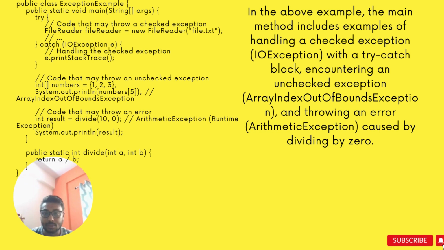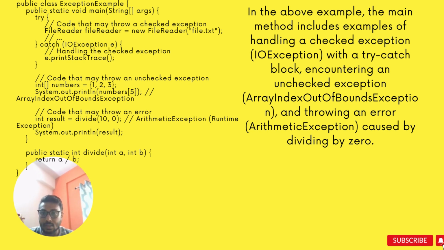If you see this piece of code, we have a public class ExceptionExample. In this example we have shown what a checked exception is. Checked exceptions are basically IOExceptions, which are written in a try and catch block. Then we have an unchecked exception, like ArrayIndexOutOfBounds.